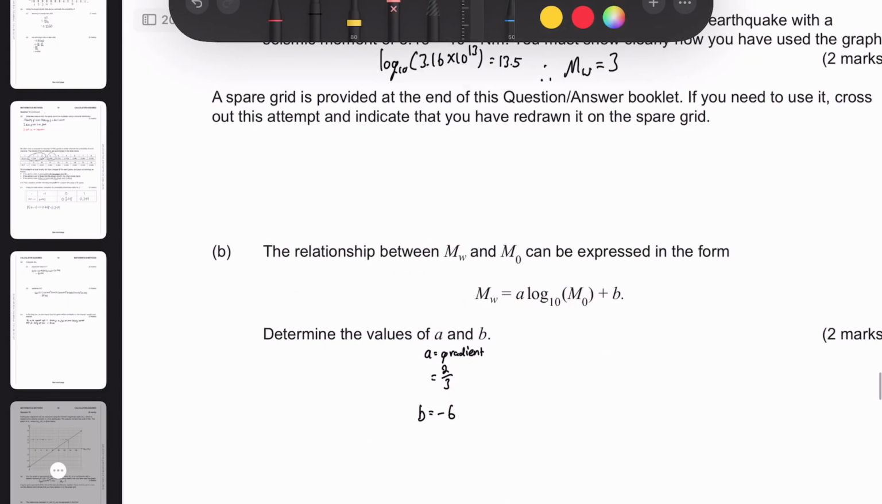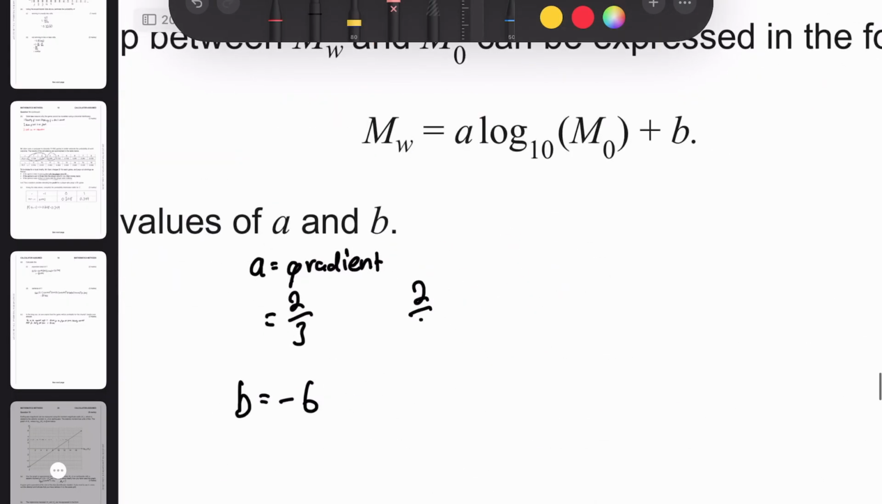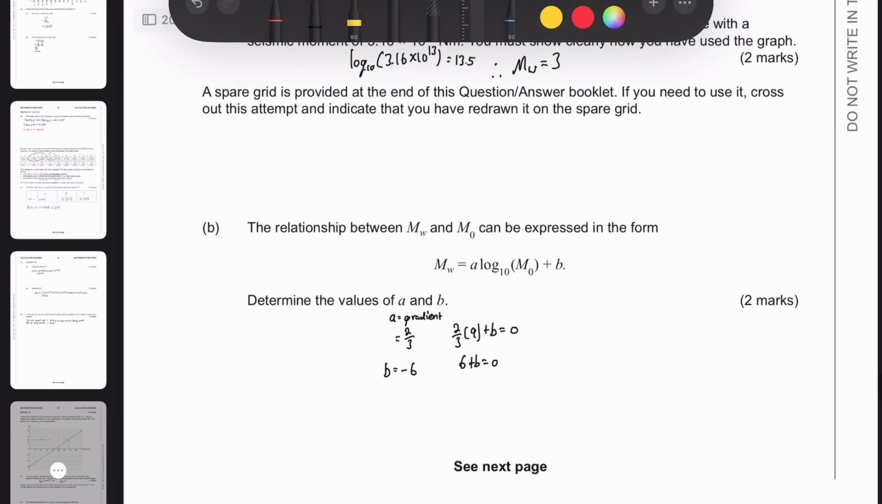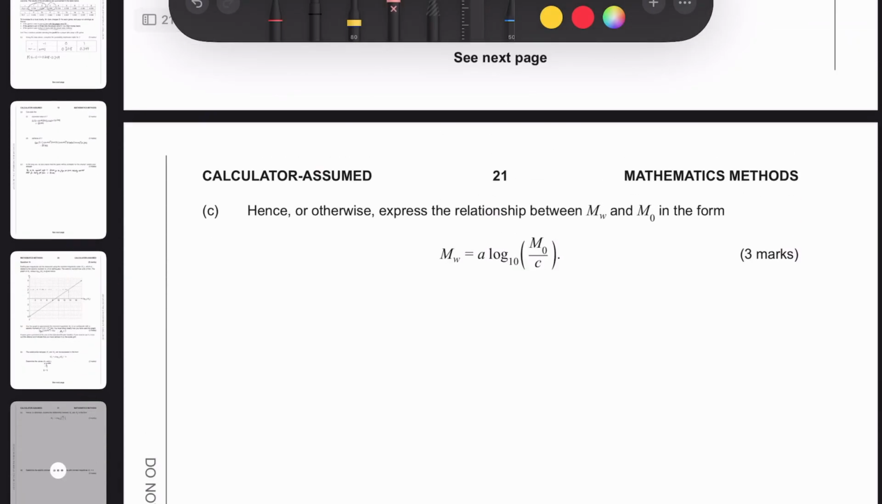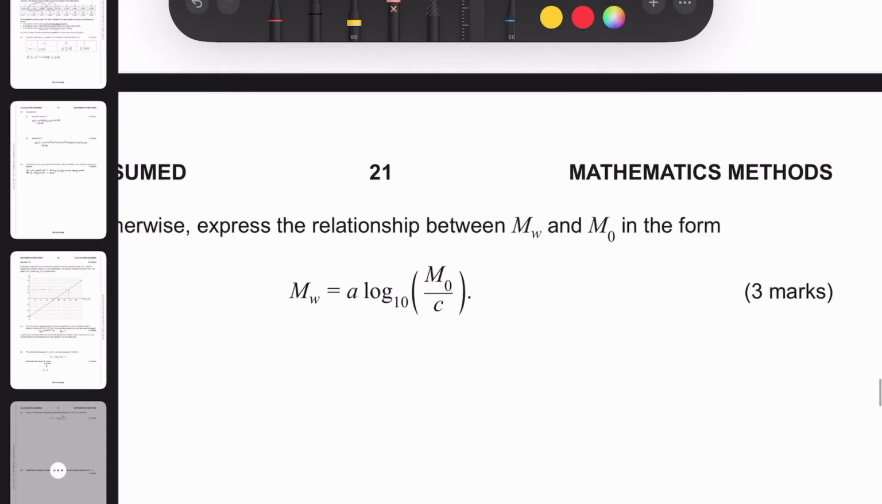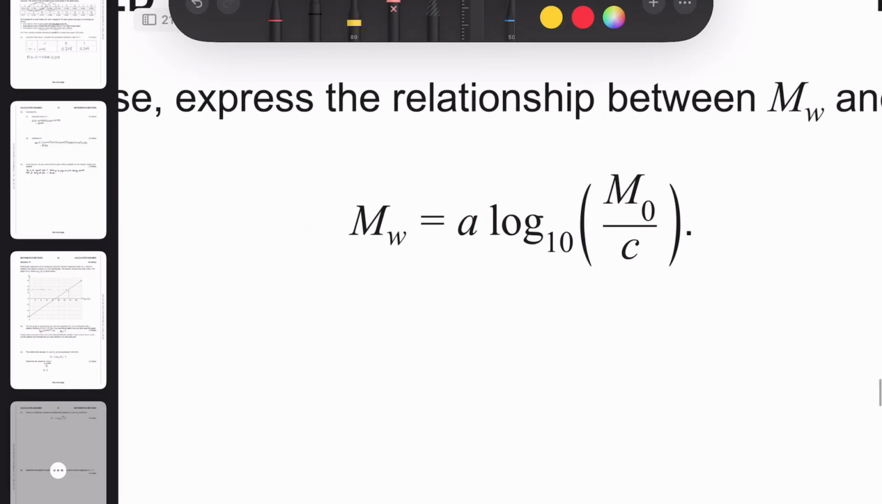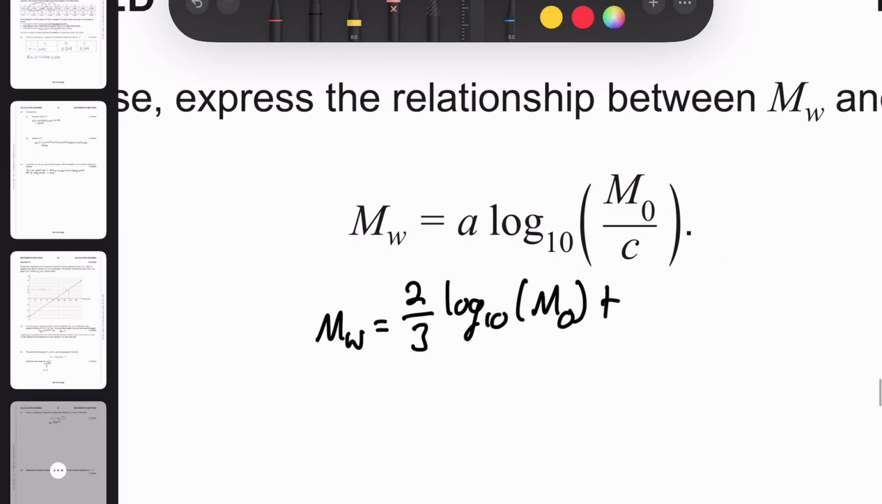We can also figure it out as 2 on 3 times 9 plus B is equal to 0. This is going to be 6 plus B equals 0, or B equals negative 6. And so I've now expressed the relationship between MW and M0 in the form of this. Okay, so we know that MW is equal to 2 on 3 log 10 of M0 minus 6.